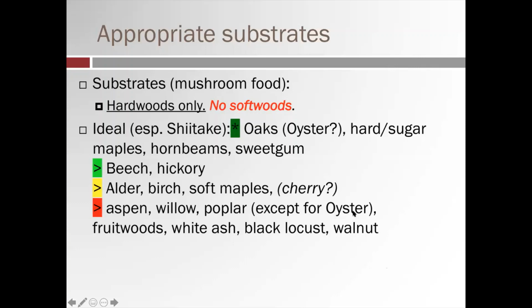Poplar grows oyster very well. And I should have mentioned too that oaks can be iffy with oyster. So oysters actually like a softer type of hardwood.